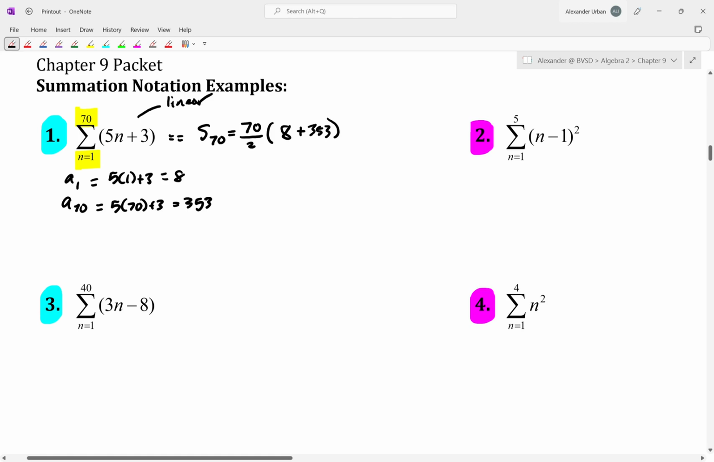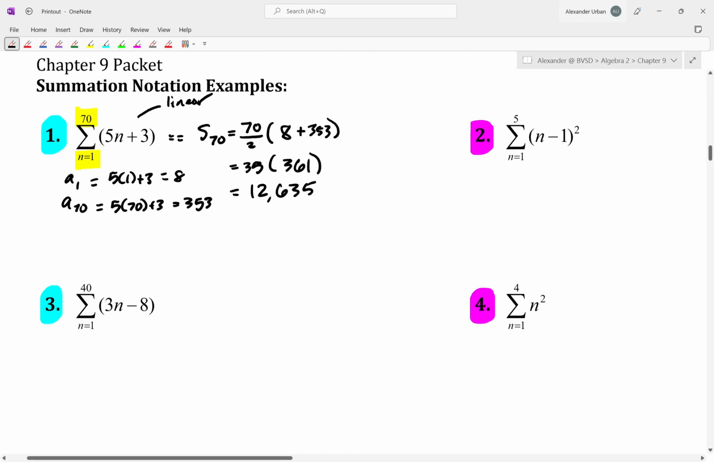From here, we're just going to work this out. This is 35 times 363. Let me get out my handy calculator. So 35 times 363. Oops, I'm sorry, it's not 363, it's 361. My apologies. 35 times 361 will be 12,635.